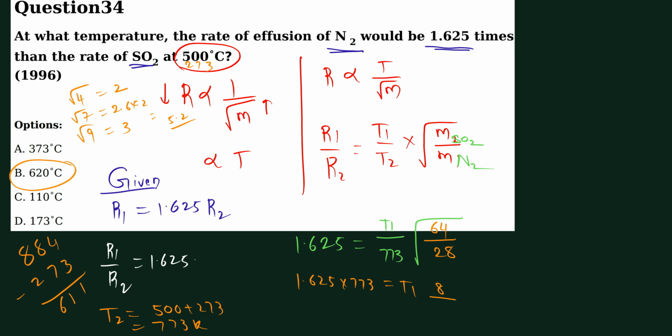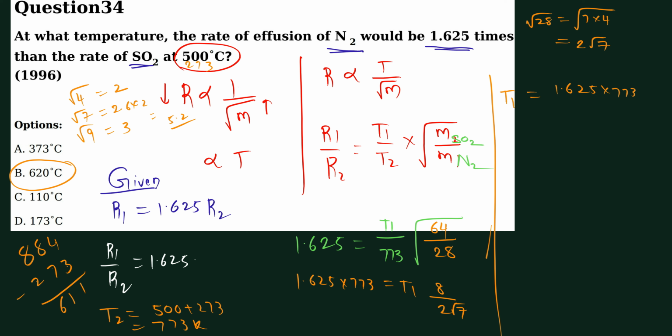Root 64 value is 8. For root 28, how can we write it? Can I write 7 into 4? Root 4 value is 2. So this is 2 root 7, and we have 8 by 2 root 7. Just do it here. So T1 equals 1.625 into 773 into 2 root 7 by 8. 8 times 0.2... So 0.2. This 773 you make a round figure, 770 into 2.